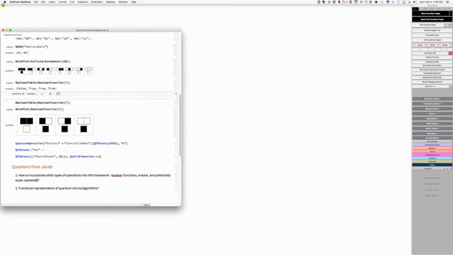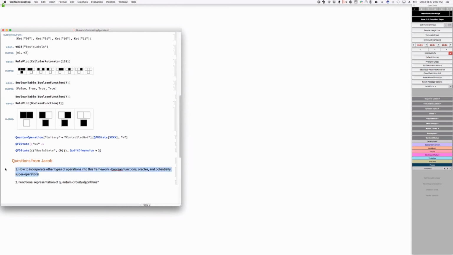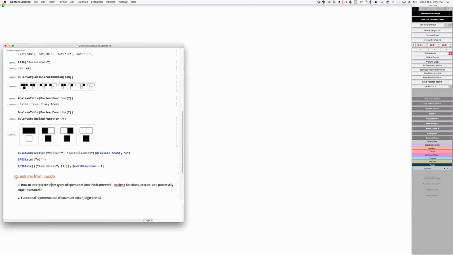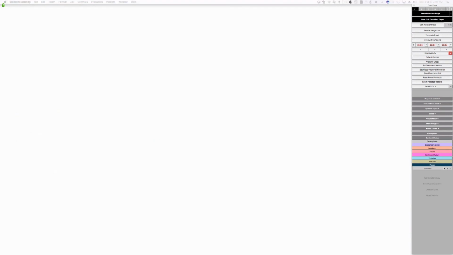I don't know what a superoperator is here. That's basically where you can operate on your quantum state from both sides, like left and right matrix multiplications. It's like a quantum channel.